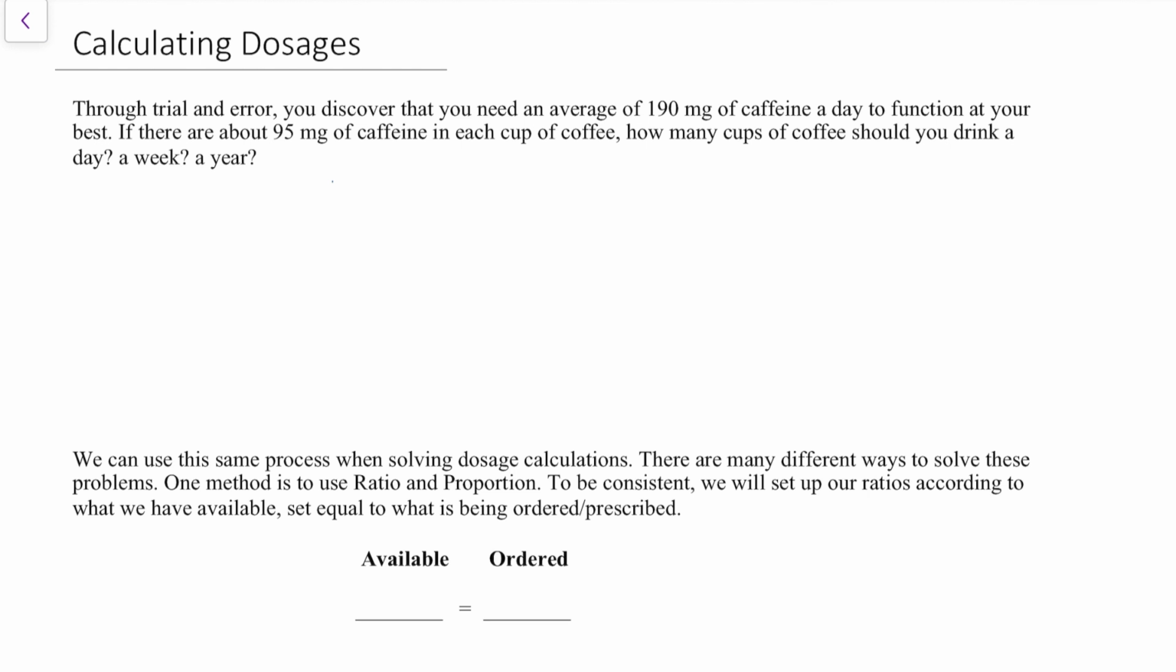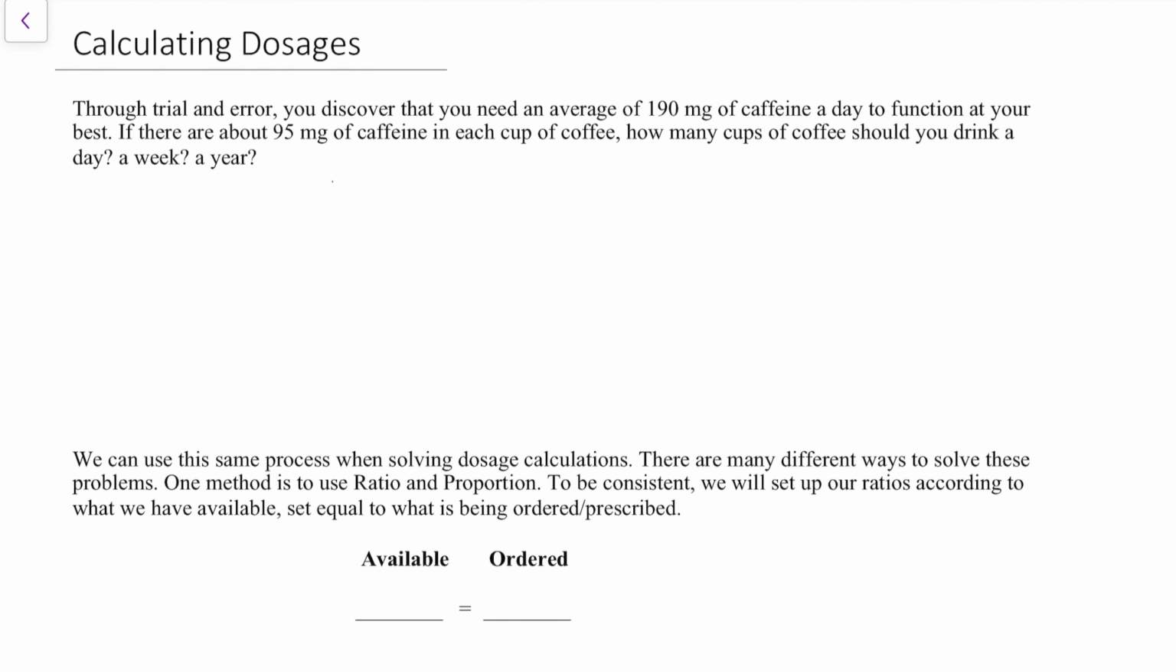So to start us off, I want you to take a look at this question. Through trial and error, you discover that you need an average of 190 milligrams of caffeine a day to function at your best. If there are about 95 milligrams of caffeine in each cup of coffee, how many cups of coffee should you drink a day, a week, or a year in order to be functioning at your best? So I want you to pause the video here and try this out, and then when you're ready, start the video back up.